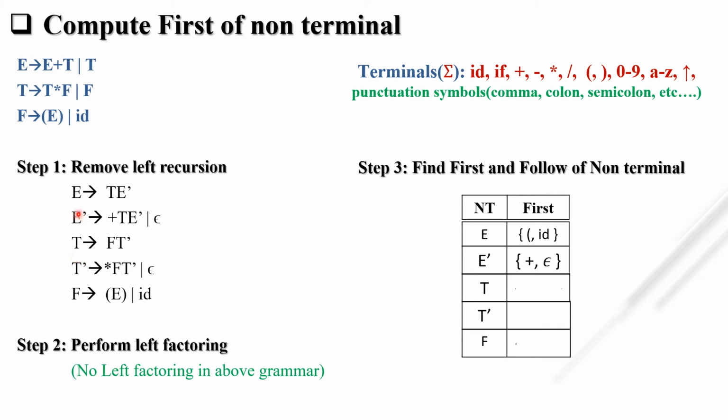Now similar to E, what is the first of capital T? Capital F, that is non-terminal. So we have to go to F's production. When we go to the F production, what is the first of F? Opening bracket and ID. So what is the first of T? Opening bracket and ID.